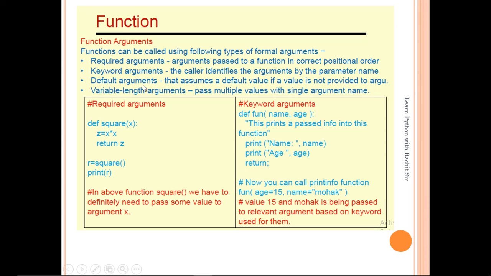Third one is default arguments, that assumes a default value if a value is not provided to the argument. Sometimes we can provide default values for our positional arguments. If we are not passing any name, then only the default value will be considered.